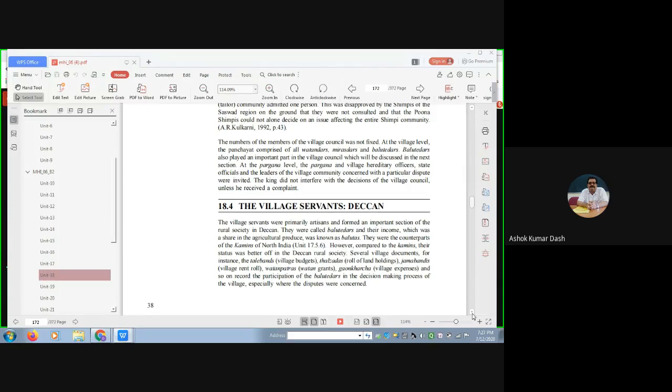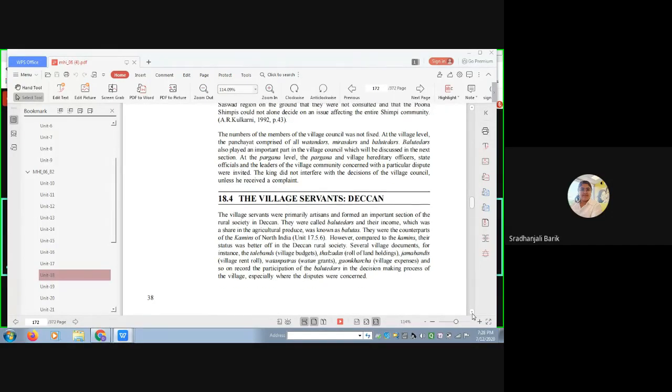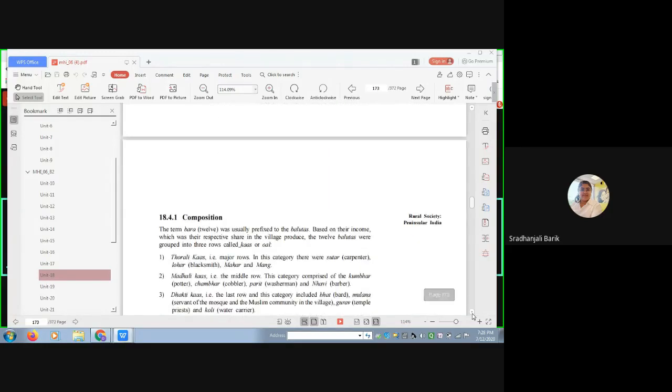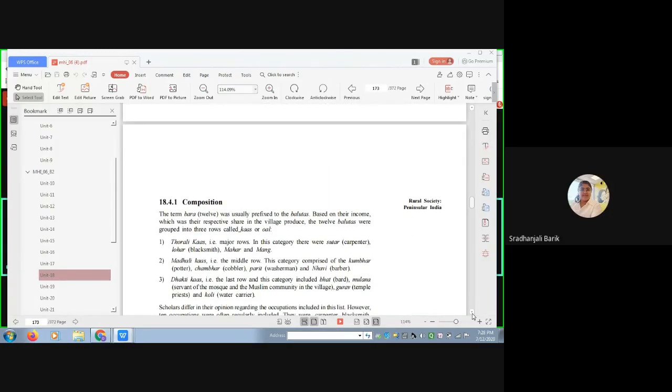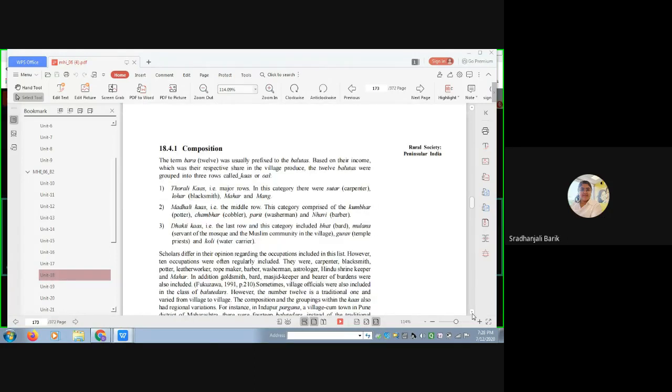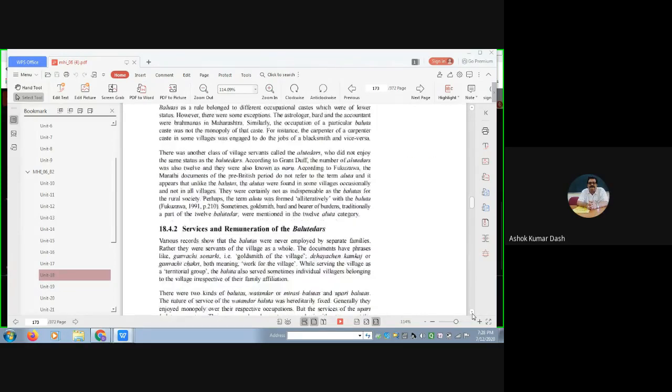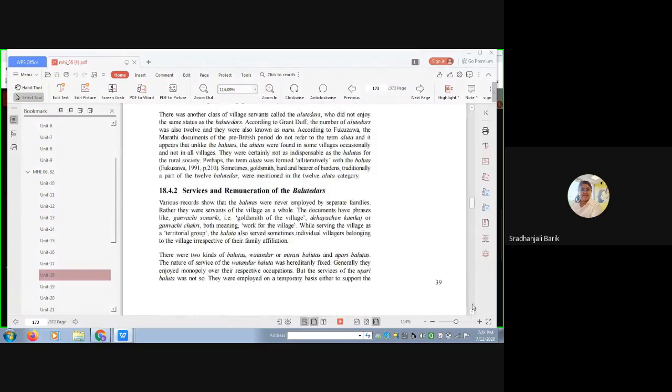Are you sure? Okay, clear? Yes, sir. Sir, what about Aluk Das, the another class of village servants? What about Aluk Das? Sir, on page number 39 only, the last para of the composition topic. Number 39. Yeah. Another class it has mentioned, but they never enjoyed the status of Aluk Das. Yeah, okay.